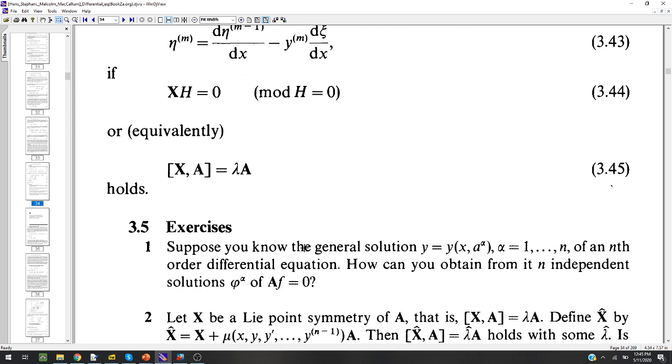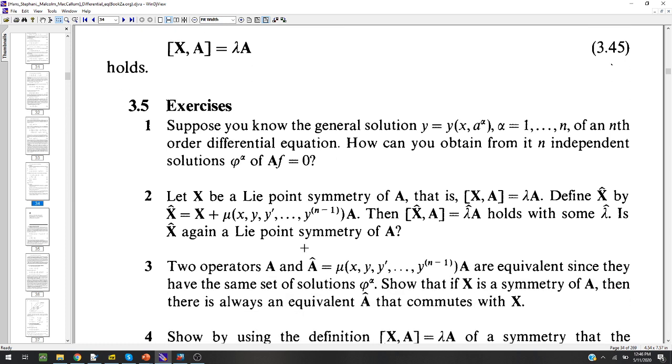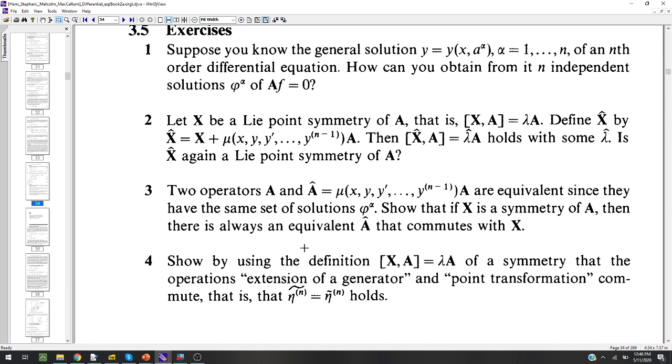Students are advised to solve this exercise 3.5, which contains 4 questions, and the last question is very important. These 3 are easy, but the last question is an important question. The students have to try to answer all of these, but particularly question number 4. Thank you and take care.